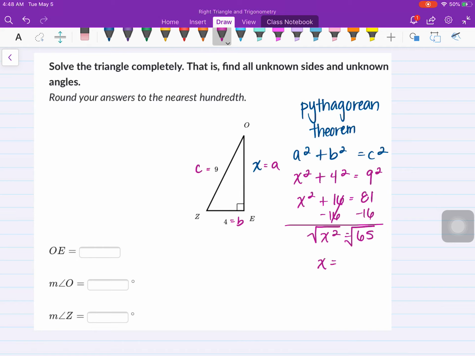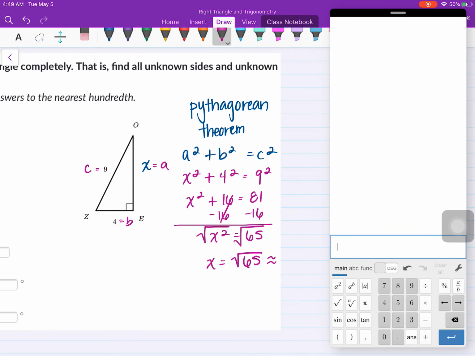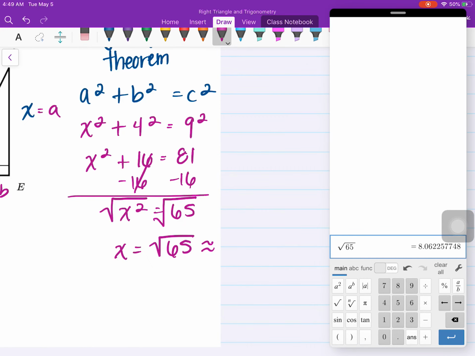Now, every time you take the square root in an equation, you do have two answers, a positive and a negative. But in this case, we're only using the positive one. So our answer would be either positive square root of 65, or if we do an approximation, the square root of 65 gives us 8.06 if we round to 2 decimal places. So 8.06.